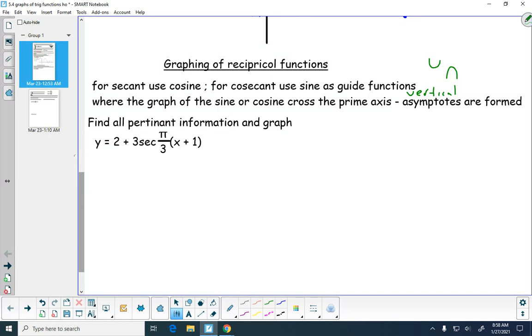So let's look at the secant of pi over 3, x plus 1. Okay, if we're dealing with a secant here, we want to use our cosine function as our guide. Find your amplitude, period, vertical, horizontal phase shift.